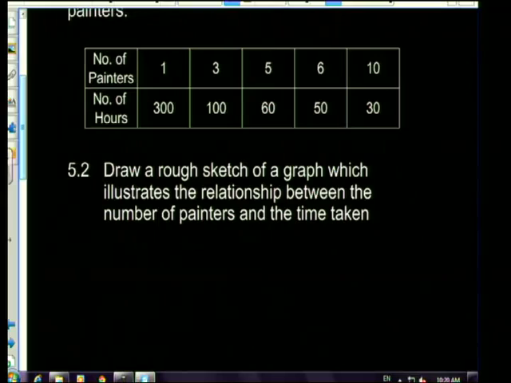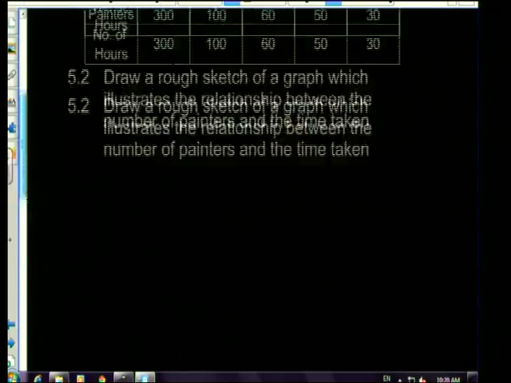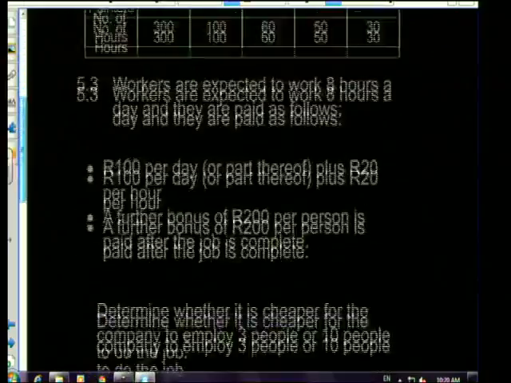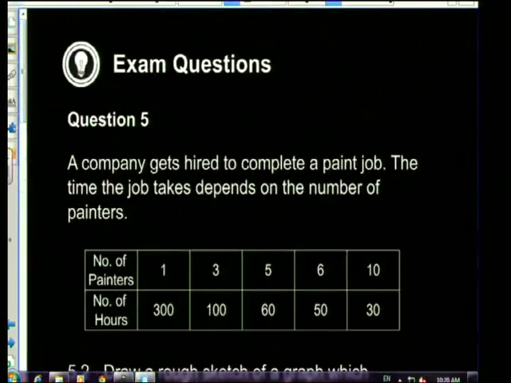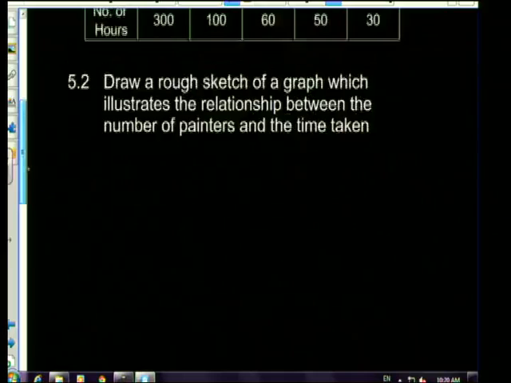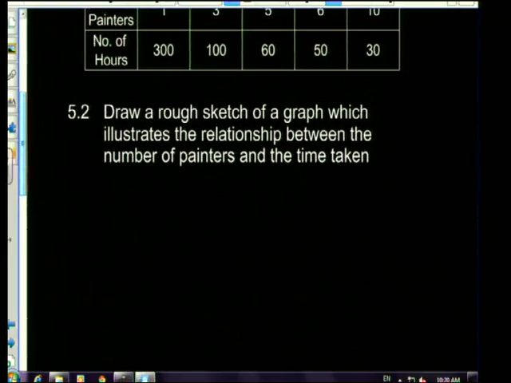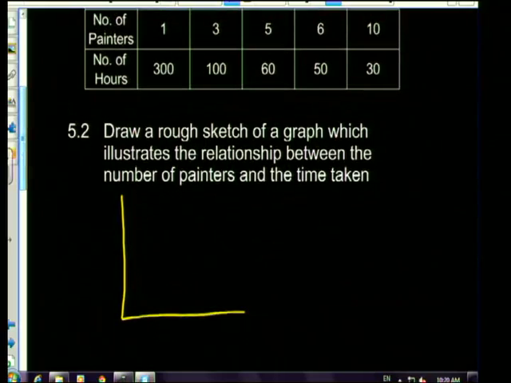Let's have a look at this question. This question says, draw a rough sketch of a graph which illustrates the relationship between the number of painters and the time taken. Okay, now I did have a graph somewhere here. Let's have a look at it. No, I don't have my graph here. So I'm just going to draw it roughly. In an exam, they would normally give you the set of axes, right? We would say that if I had one painter, he's going to take 300 hours. So this would be my hours, and this would be my number of painters.